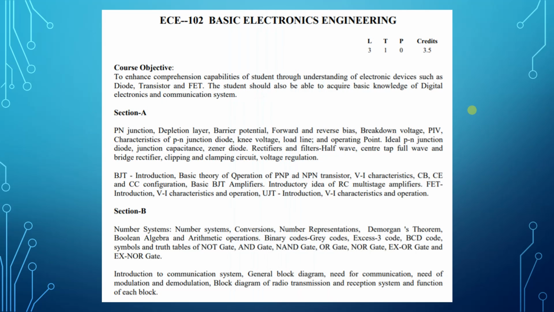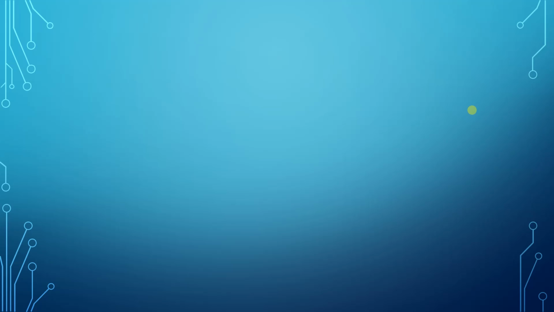This is the syllabus for Basic Electronics Engineering subject. Here we are having two sections, section A and section B. In section A, diodes, different types of diodes and transistors and amplifiers are discussed, and in section B, the number systems and communication systems are discussed. So we are covering all the topics in this lecture series.